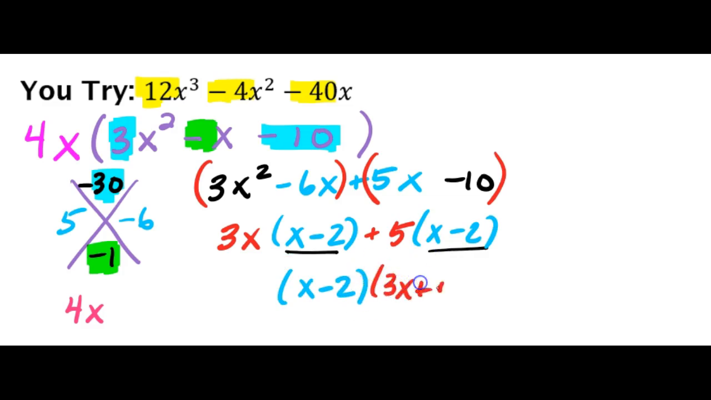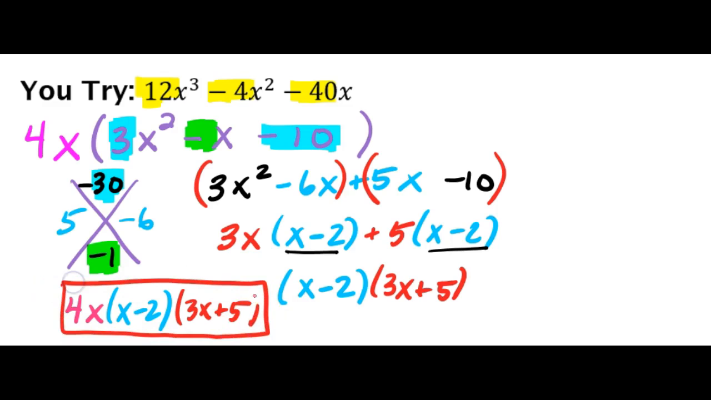That's in red. Now that's not my final answer because at the very beginning we factored a 4x out as a greatest common factor. So my final answer would be the 4x that we factored out, the x minus 2, and the 3x plus 5. So this thing that I'm putting a red box around would be our final answer.